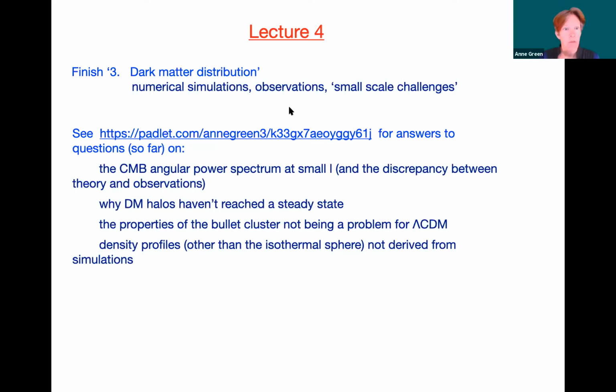So on the Padlet website that I showed you last time, there have been 4 questions about the CMB power spectrum at small l and how theory and observations don't quite match, about the argument for dark matter halos not having reached a steady state, about the bullet cluster being a problem for Lambda CDM, and about whether there are any other theoretical density profiles other than the isothermal sphere that I told you about yesterday. I've now put answers to all 4 of those questions there in case anyone's interested. And any more questions like that, things that are going off piste a little bit, then stick them there and I'll answer them. And obviously that's a slightly ugly URL.